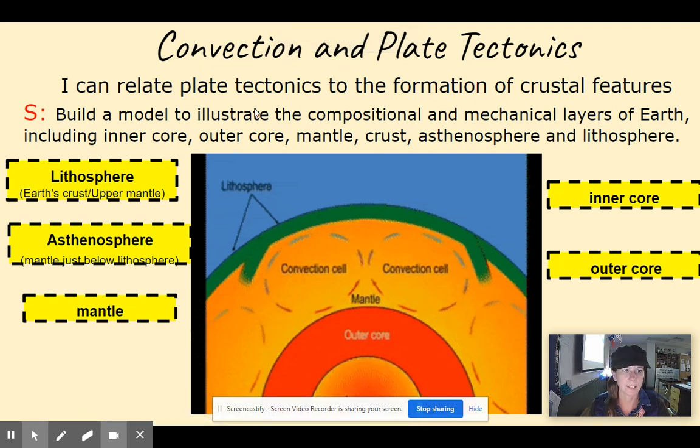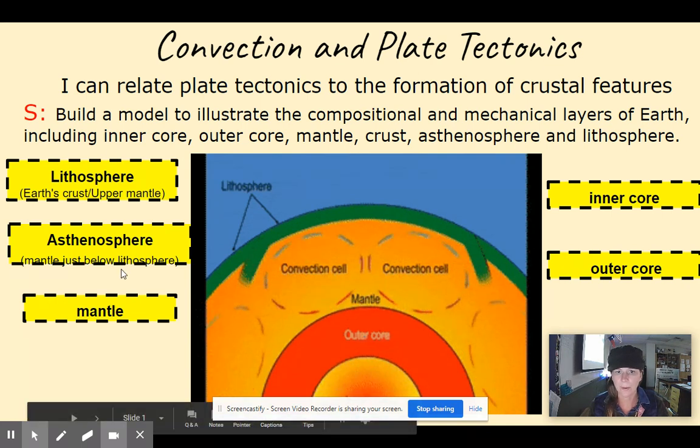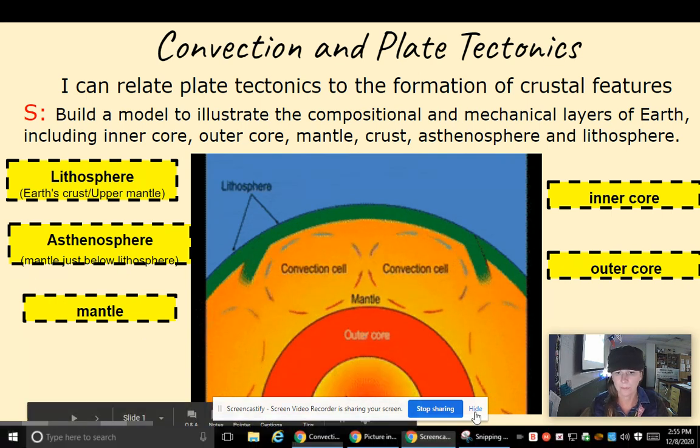Convection and plate tectonics. I can relate plate tectonics to the formation of crustal features. For your starter, let's build a model to illustrate the compositional and mechanical layers of Earth, including the inner core, outer core, mantle, crust, asthenosphere, and lithosphere. So let's drag and drop these labels.